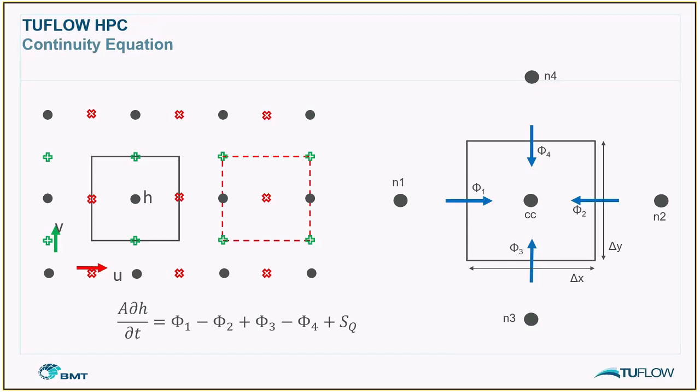Water depth changes in time were computed by considering conservation of volume as expressed in the equation, in which A is the cell area, H is the water depth, and SQ is any volume source or sink connected to that cell. So we're talking things like inflows, direct rainfall, and infiltration. The cell wall volume fluxes, phi 1 to 4, across each face are calculated based on velocities. And we've got the U velocities shown by the red crosses and the V velocities shown by the green crosses there.